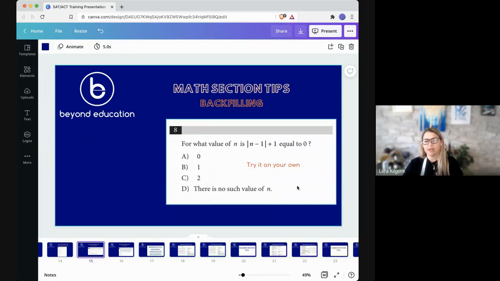So this would be, and I'm sorry, this would be backfilling. This is the second of the 2 strategies. Backfilling is where the answers they give you are concrete numbers, so in this case 0, 1, 2, or no answer. One of these has to be the answer, so you plug it into the simple equation. I'm finding that there are fewer of these questions on the SAT and ACT math because they're relatively simple.